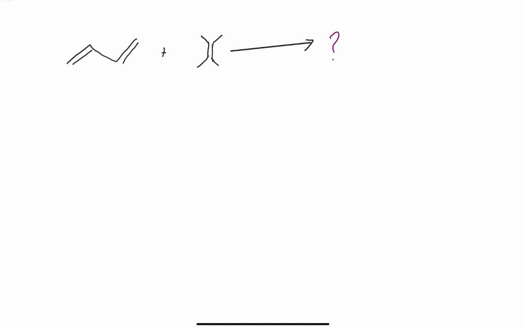I said earlier that these problems can be done pretty systematically, and that's because all of the products share a common feature, and that is this cyclohexene with variable substituents. The hard part is identifying which carbons in the reactants correspond to the given carbons in this cyclohexene. From there, you can just plug in the substituents.